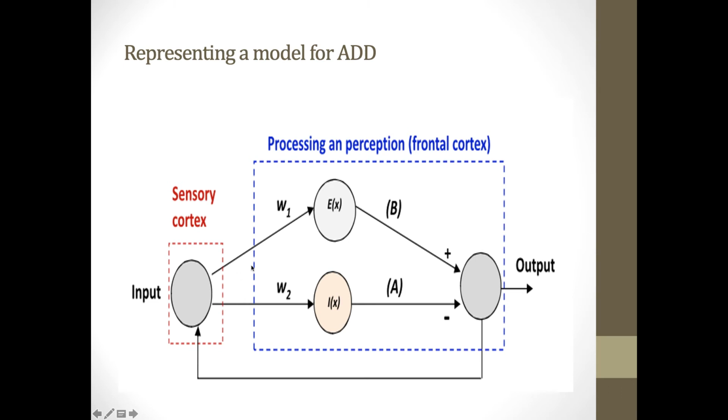This information will be conducted into the processing frontal cortex, and the values of the weights W1 and W2 indicate the EX and IX, and finally after they are multiplied, they will be conducted into the output, and we will receive feedback from the output to the input section.